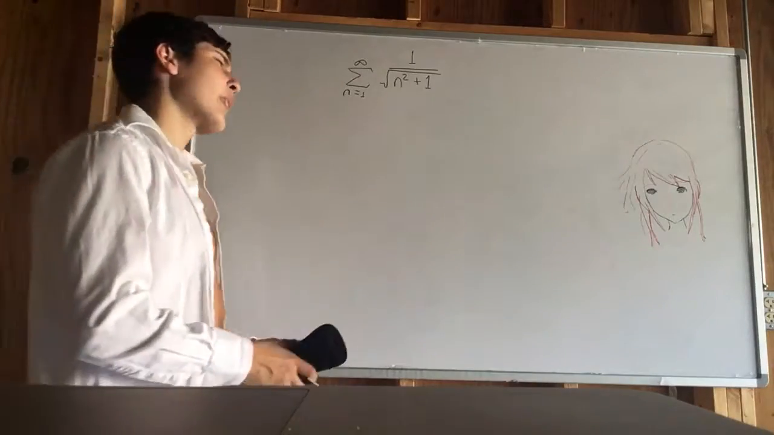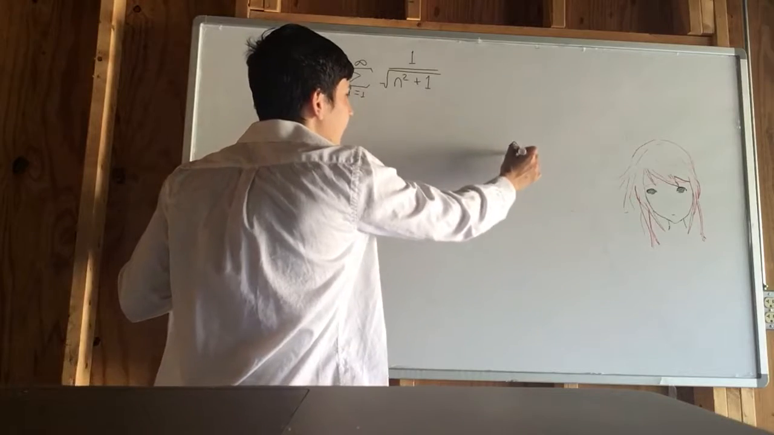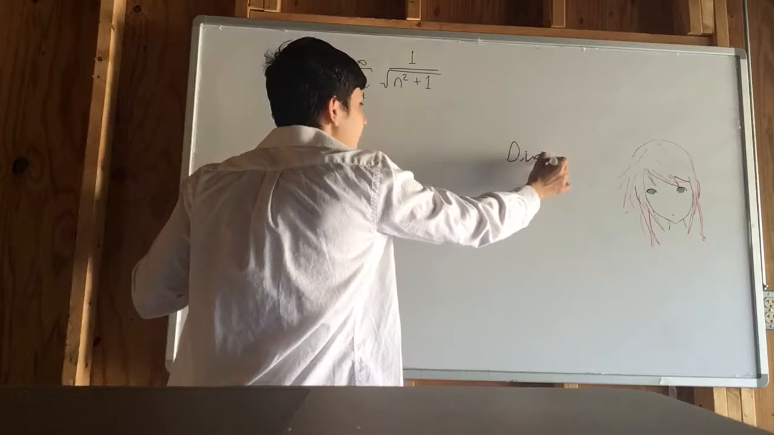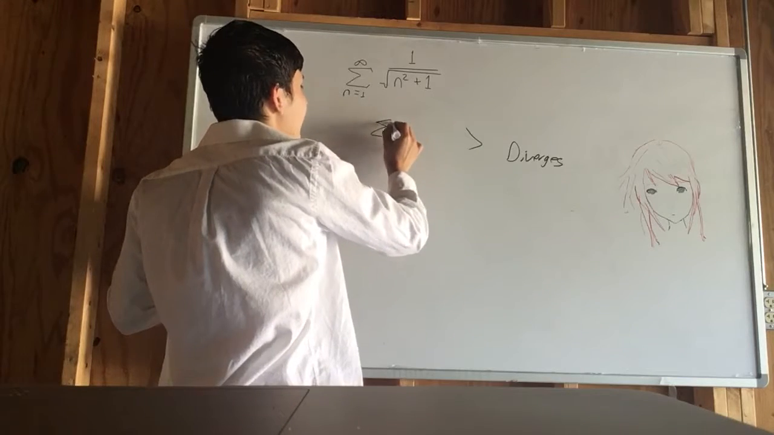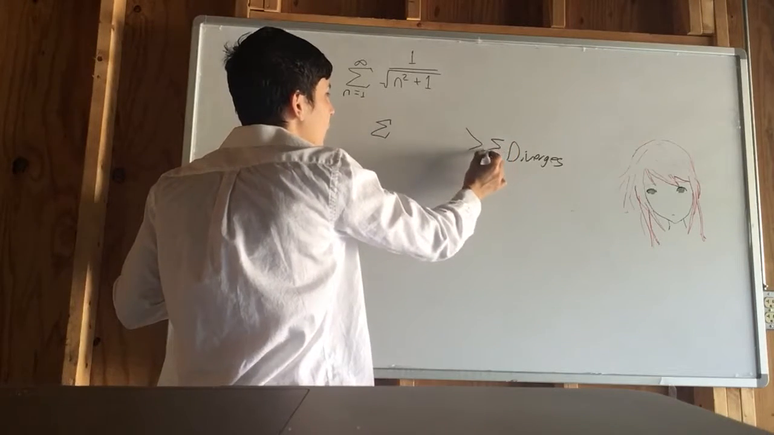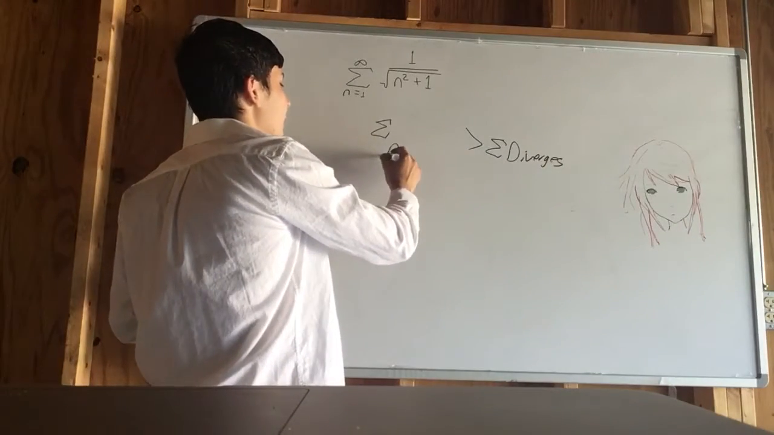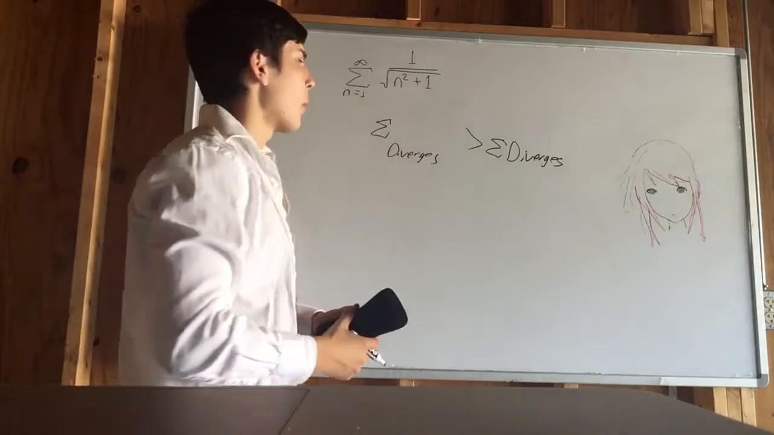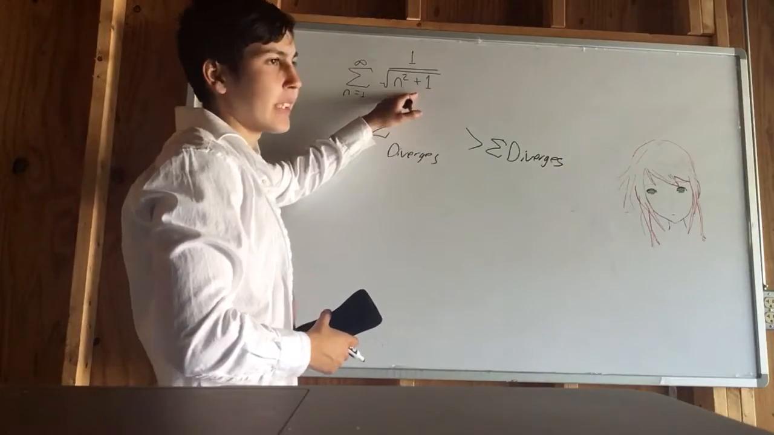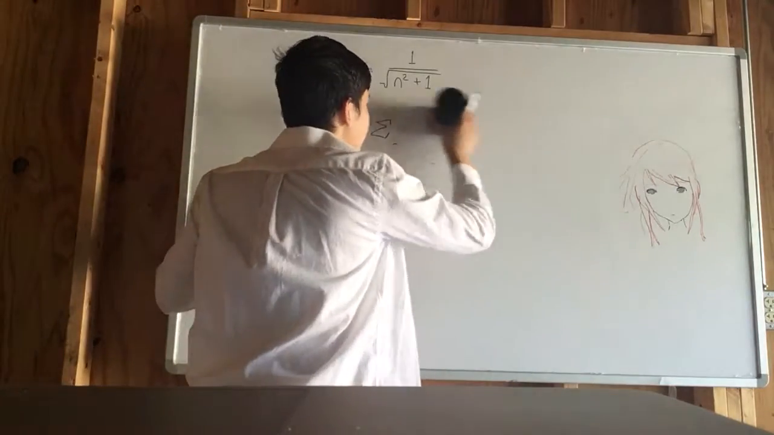And so if you remember with these comparison tests, we have to have something here that diverges, a series that diverges, and if this series here is greater than the series which diverges, then this also diverges. So we already know that this is going to diverge. Now we need to go and prove it somehow.